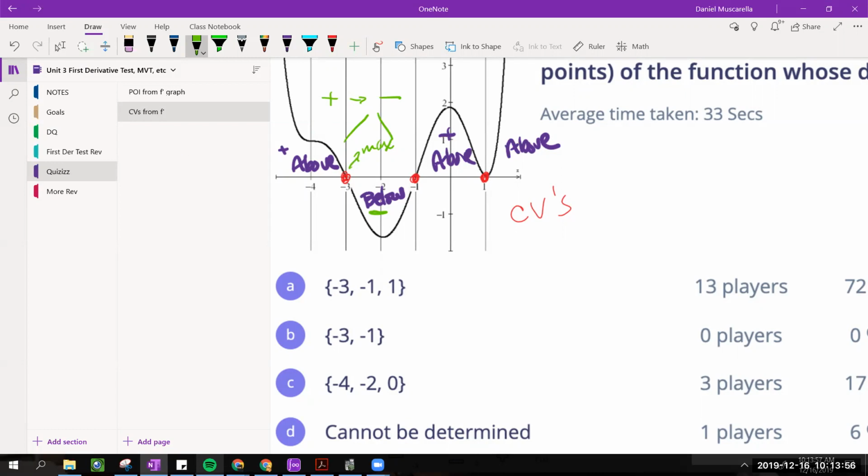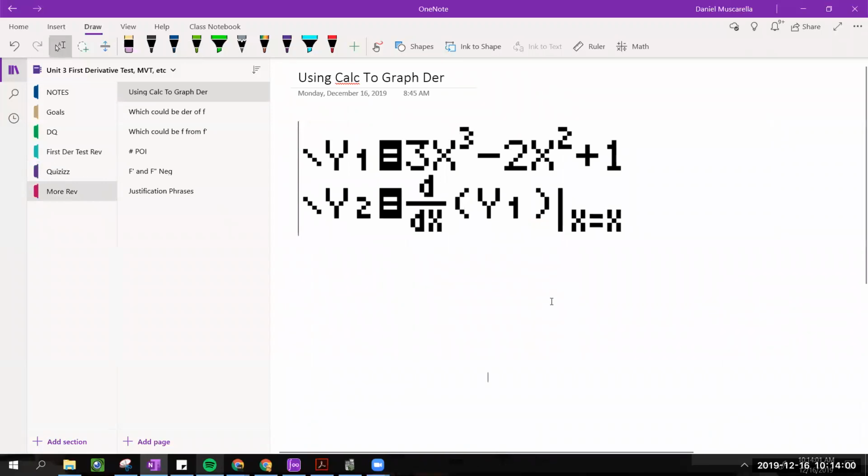Yeah, cool. Awesome. Now, somebody put down how to do the derivative on the calculator without actually finding the derivative. And this is pretty straightforward. In y1, you would put whatever the original is that you want. And then in y2, do you remember how to get to this button right here, this d/dx?